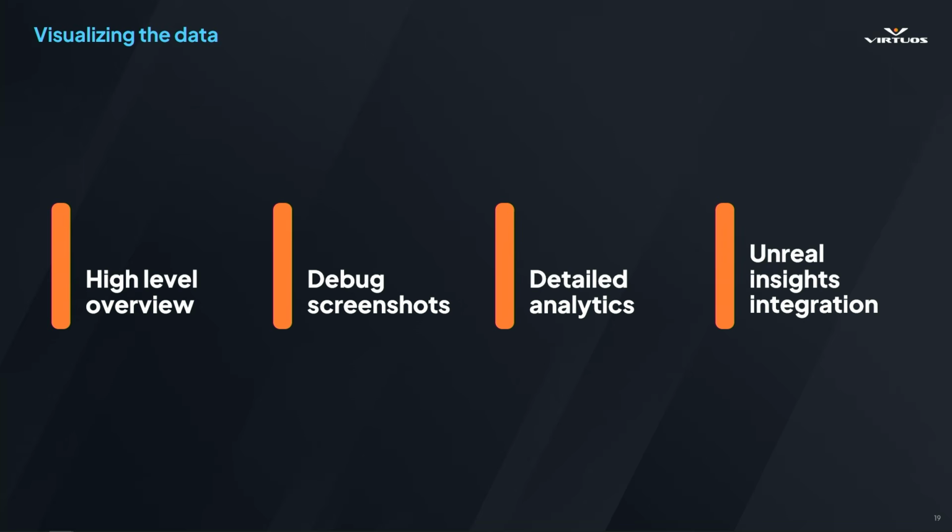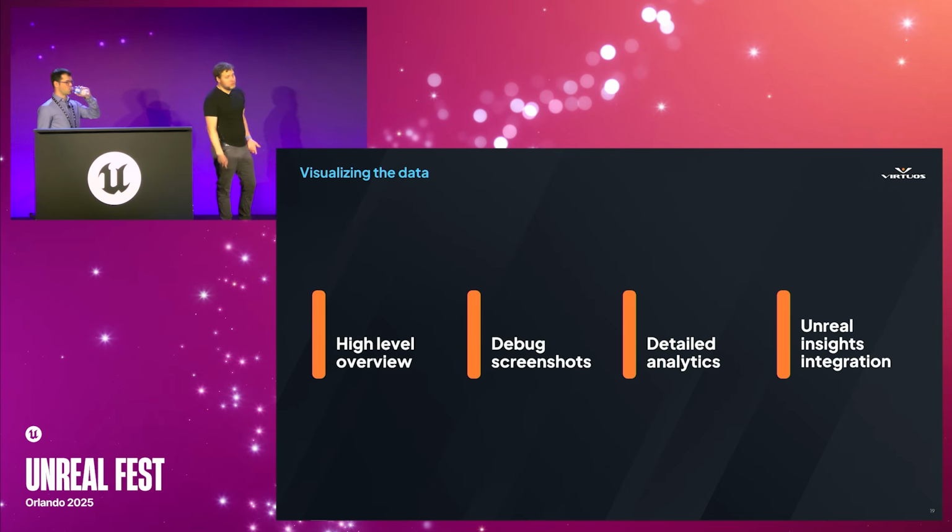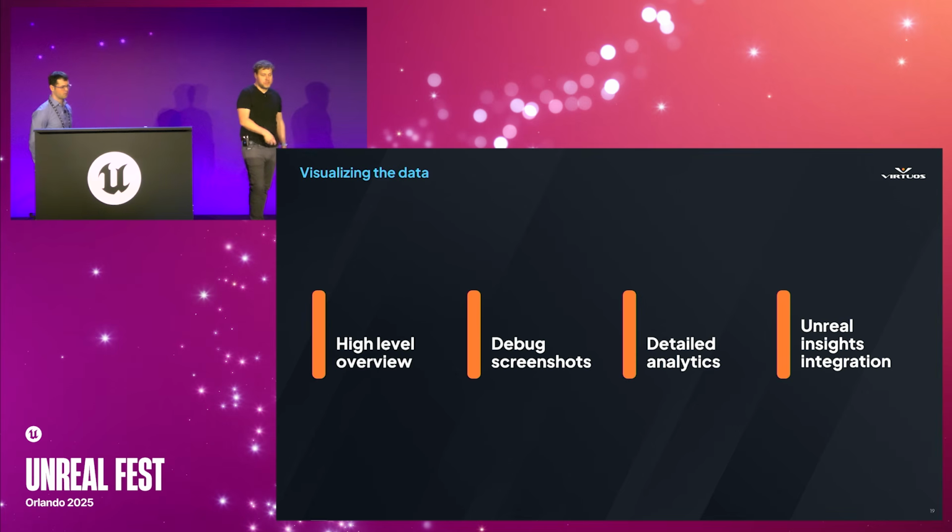We wanted Goliath to be visual, intuitive, and immediately useful, regardless of whether you're a performance engineer or a producer checking on the status of your project. The goal is simple: rich, accessible information that gives you the full picture at a glance or in depth. So let's walk through what that looks like.